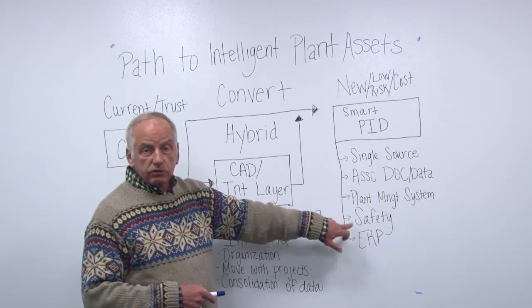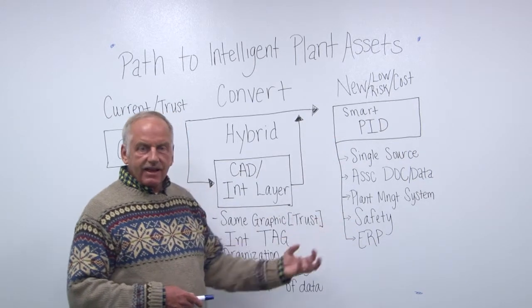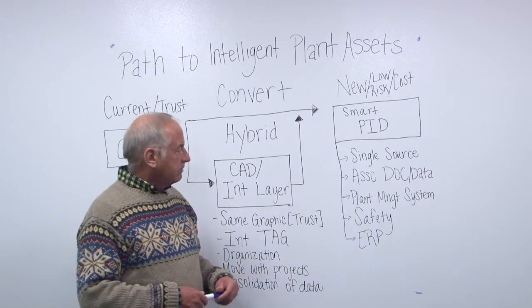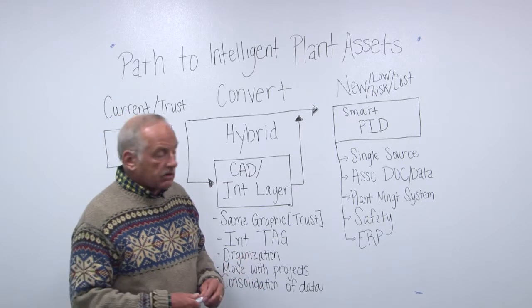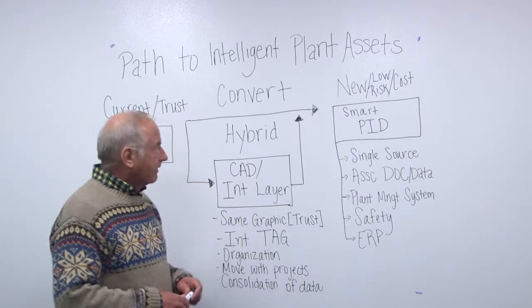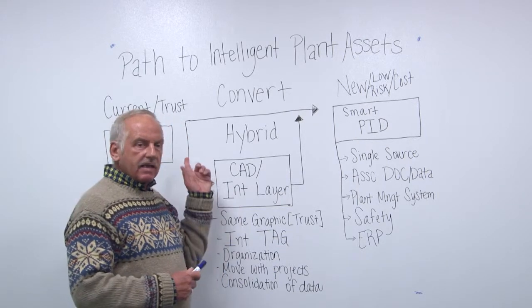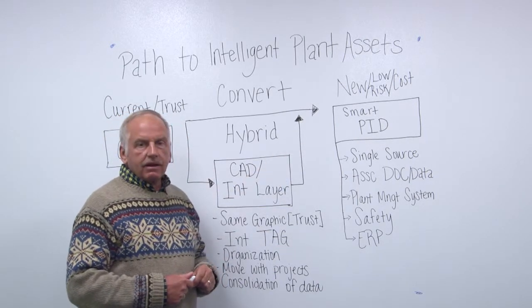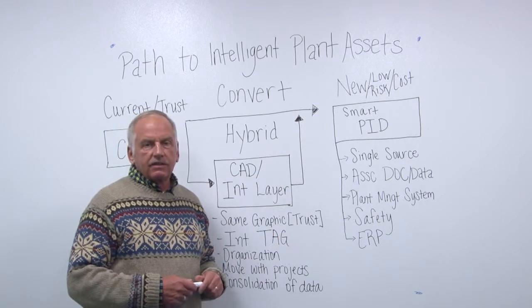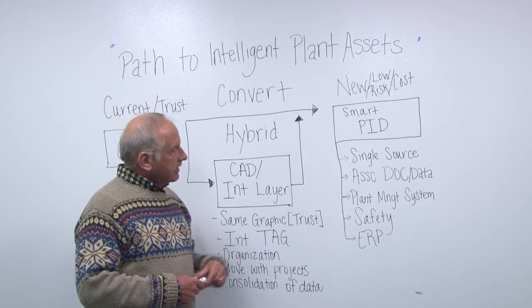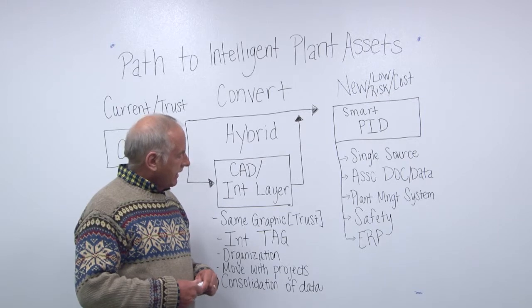Safety is very important. If you do a HAZOP study or any safety studies, the P&ID is key. And if you have all that data there to do those studies, it is a big benefit. And of course, interface with the enterprise resource system like SAP or Maximo, whatever you have in your plant. So that's what I wanted to share with you, that there is a path that is maybe less costly and less risky to move to this smart and intelligent P&ID environment, which will give you all these benefits in the plant.